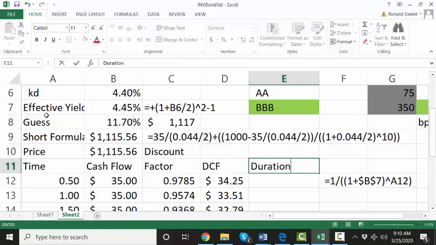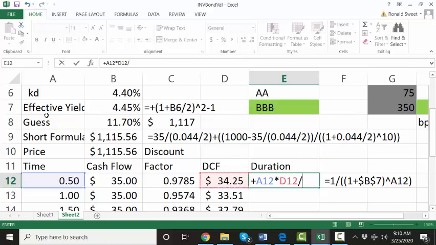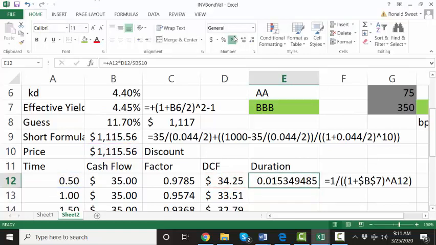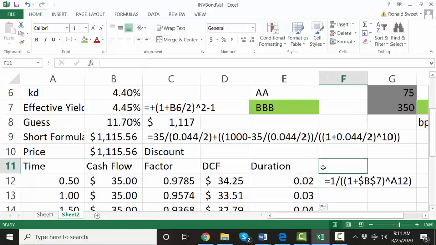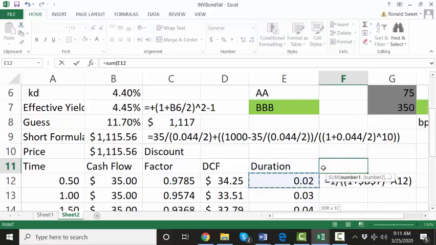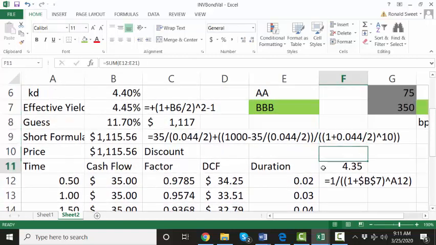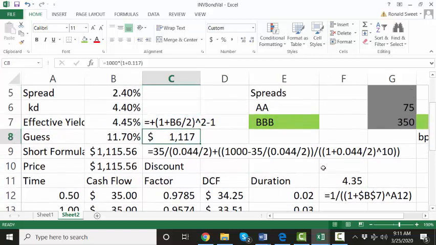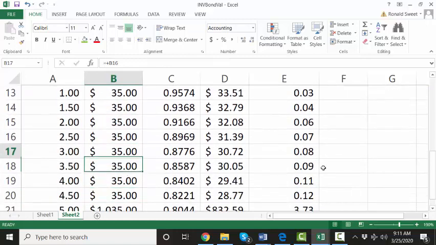Let's figure out duration. Again, duration is you just take time times the discounted cash flow divided by the price of the bond. You have to lock that in. The reason I'm not hitting F4 to lock it in is because this computer actually doesn't do that for some reason. And so I get my weighted average time, and so my duration is just the sum of those weighted average times. My duration, remember I estimated 4.5. It actually came out at 4.35. All right, so there's an example of a bond.